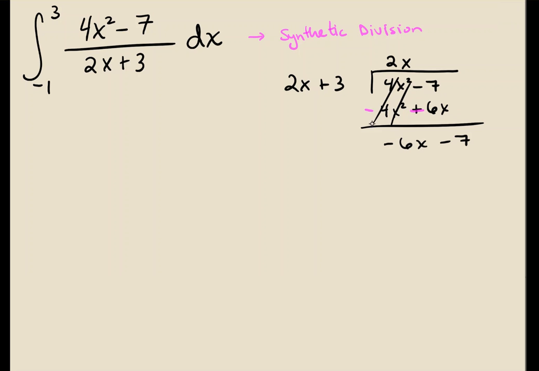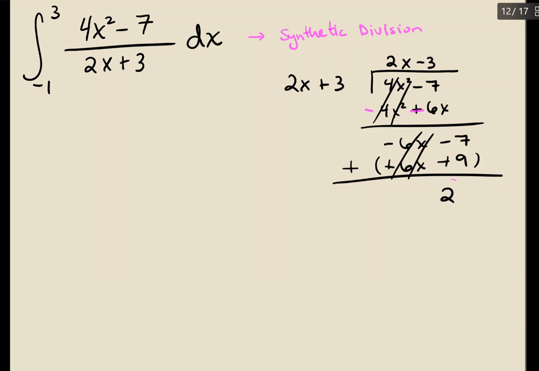In order to get negative 6x from 2x, we would need to multiply everything by a negative 3. That gives us the negative 6x minus 9. Now all of this was getting subtracted, so we have to think about distributing this. Minus a negative becomes positive for both of these. The 6x's cancel, and we're left with 2.